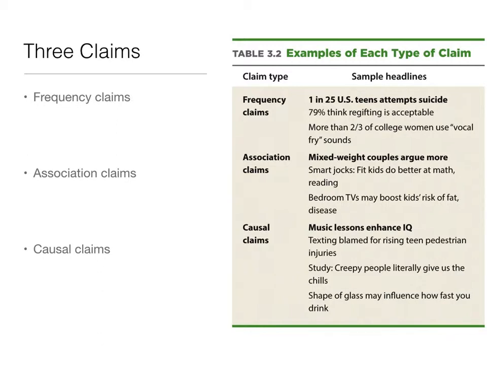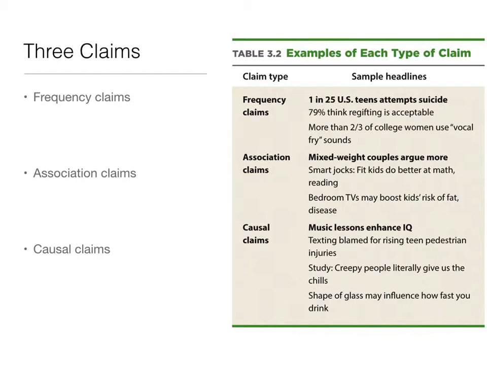Whereas association claims are taking two measured variables, sometimes more than two, and creating associations between them. This is where your correlations and those sorts of things are coming in. So, smart jocks, fit kids do better at math and reading. Bedroom TVs may boost risk of fat and disease. They're measuring the fitness of the children, and they're measuring their math and reading performance, and creating associations between these. They're measuring who has a TV in their room, and they're measuring the body fat and risk for disease, and they're making associations between these.